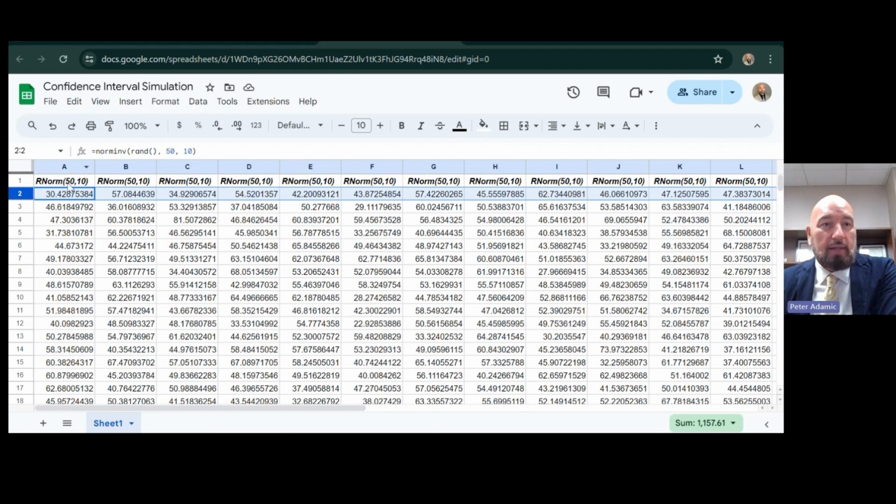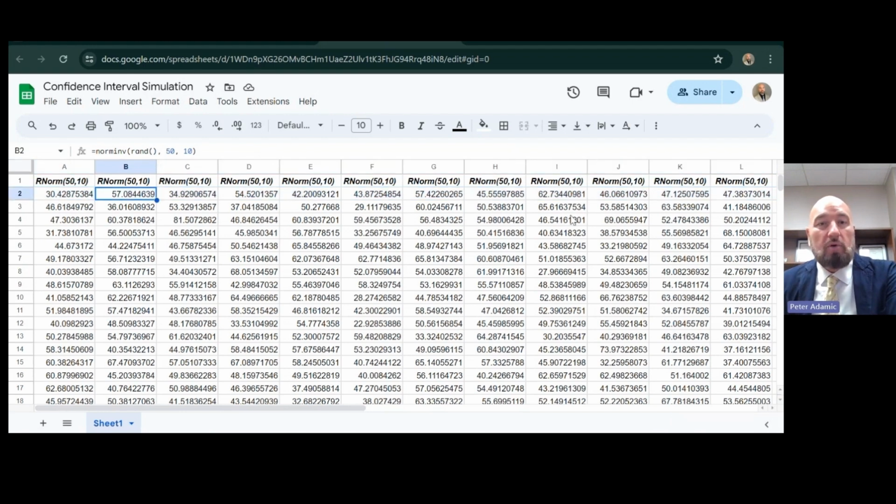In cell A2, we have 30.4 and a bunch of other decimal places. That's a random number generated from the normal distribution that has a mean of 50 and a standard deviation of 10. This will be the same formula for every single cell. The syntax in the cell is equals NORMINV, so it's a normal random variable. It's random, so you put RAND, open bracket, close bracket, and then you specify the mean and the standard deviation of that normal random variable. So that's the syntax in Google Sheets.